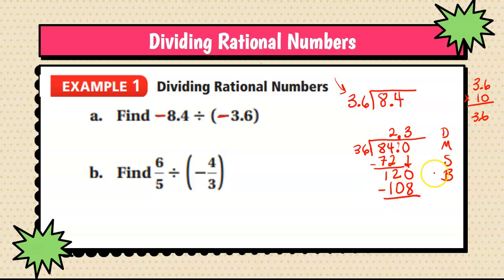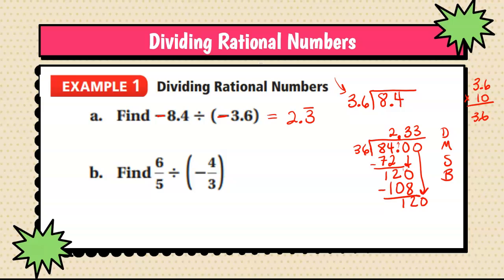And again, I'm going to subtract. So I've got 12 again. And then I'm going to add a 0 and bring down. I can see right now that this is going to be a repeating decimal. I'm going to keep multiplying and getting the same answer. So I can write this quotient as 2.3 repeating. And because my signs were the same, my quotient is going to be positive.